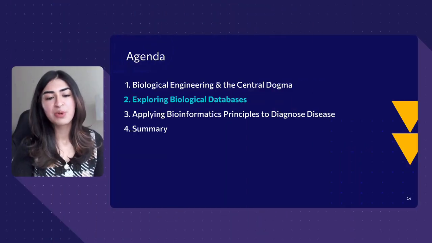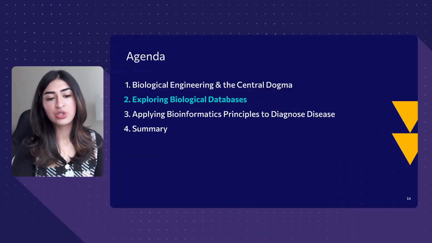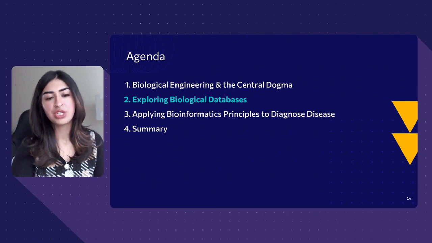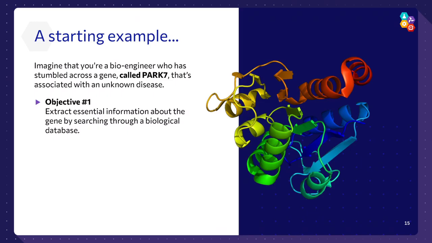So now we're going to explore some biological databases that include a lot of this information in order to gather some information about a protein. Imagine that you're a bioengineer who has stumbled across a new gene called PARC7 that's associated with an unknown disease. Your objective is to extract essential information about that gene by searching through a popular biological database.